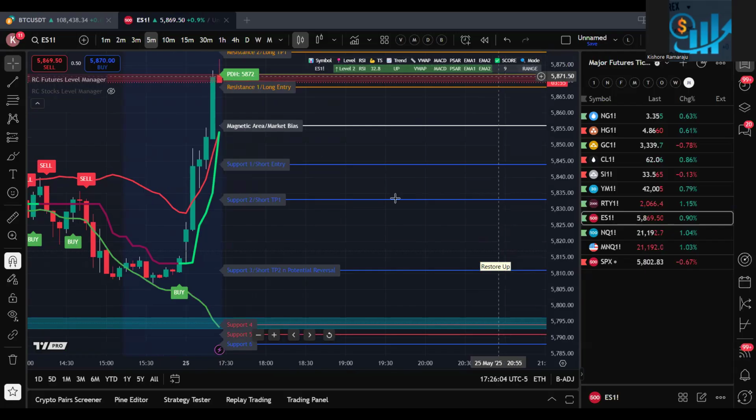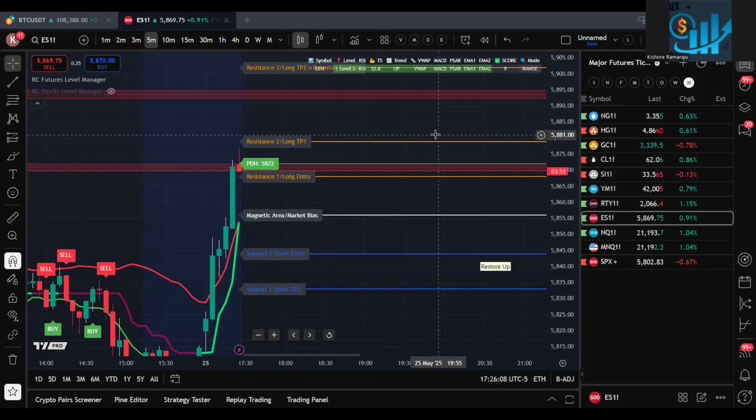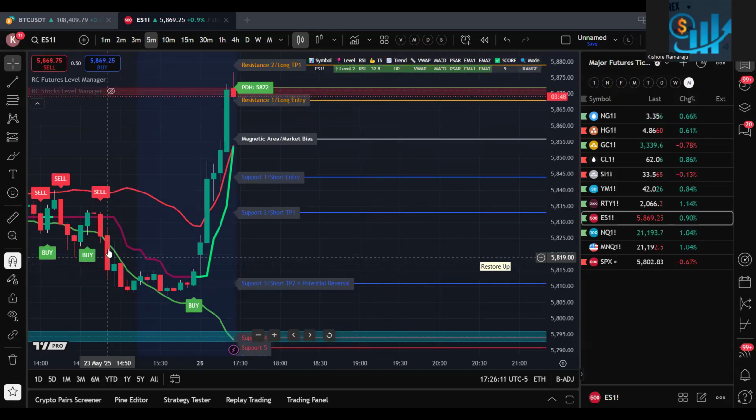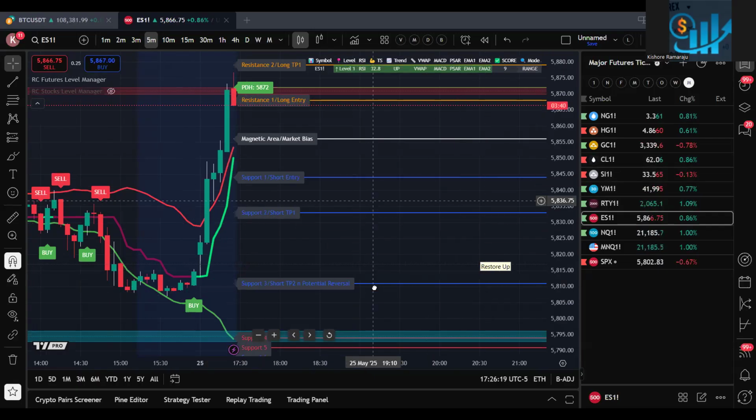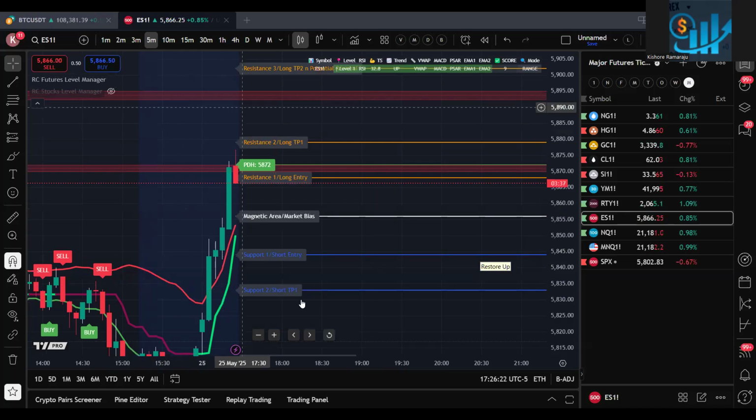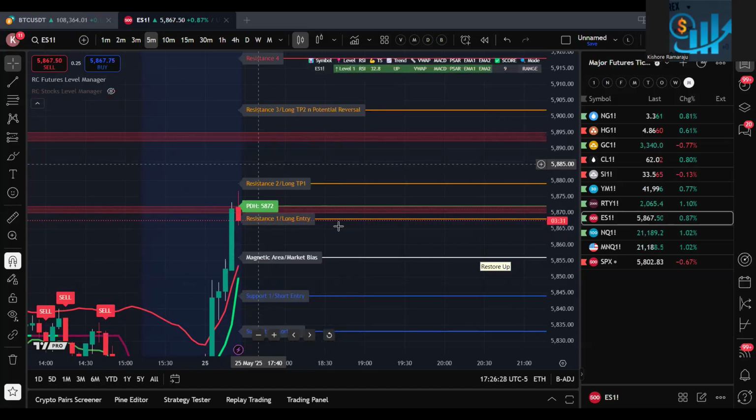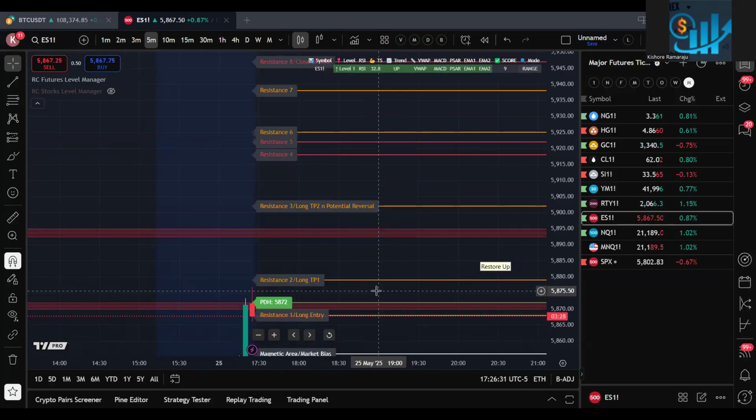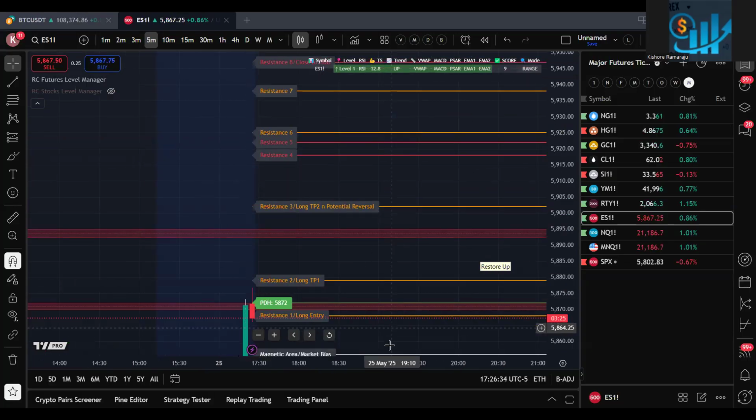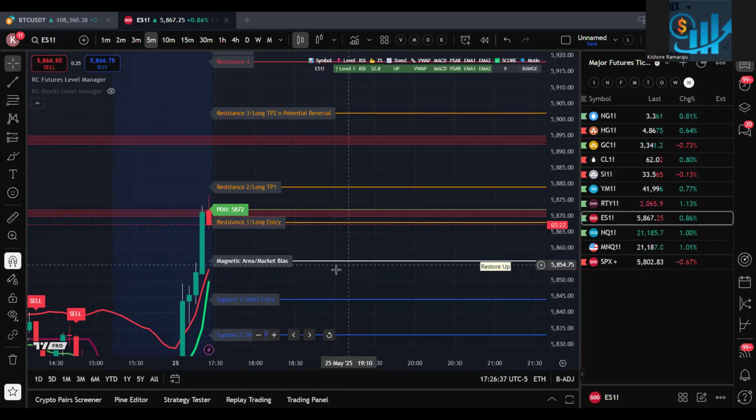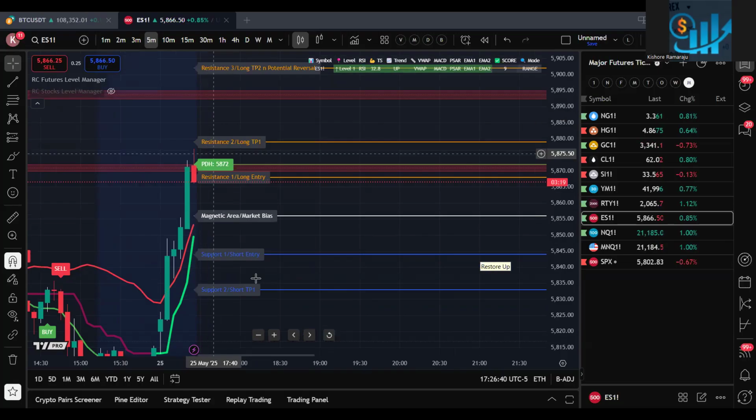If your score is 7, 8, 9, only buy opportunities. If your score is 1, 2, 3, only sell opportunities. If your score is around 4 or 5, that means it is chopping. It is neither very bullish nor very bearish. It goes up, comes down, goes up, comes down. The price will just go here, come down, go here, come down. It will not go all the way to 7 or 8 levels. From the magnetic area, it will just go 2 levels up, 2 levels down, or go up and come down to this level, again go up, come down.